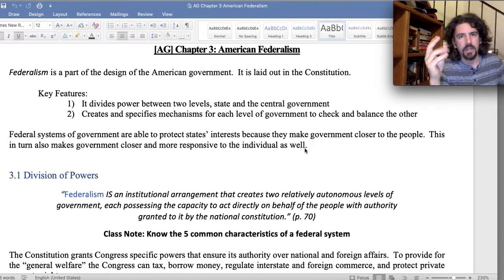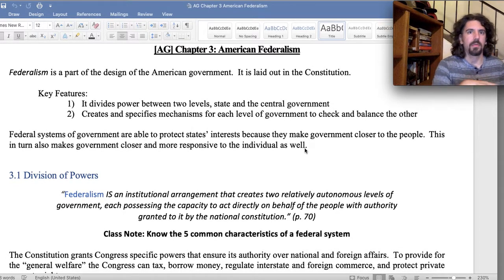All this, as we talked about in Chapter 2, has a lot of information that's going to come back again. Federalism is going to be referenced a lot, so you really want to make sure you have a grasp on that or ask questions in class.